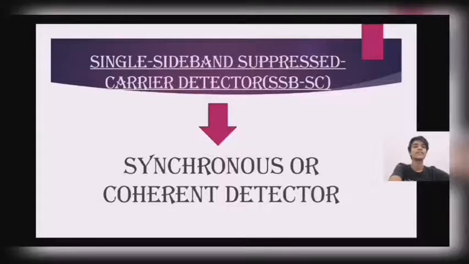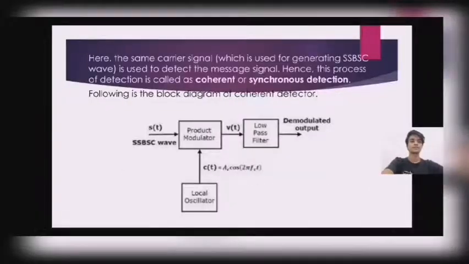Now our next category of detector is the single sideband suppressed carrier detector, that is SSB-SC, and its type is the synchronous or coherent detector. So let's discuss this also. Here, since the same carrier signal is used for generating SSB-SC and to detect the message signal, the process is called coherent or synchronous detection.